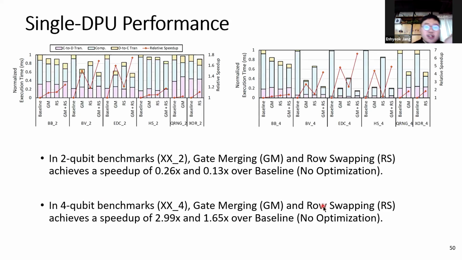Here is the single DPU performance. Applying gate merging achieves a 26% speedup, and row swapping achieves 13% speedup over the no-optimization baseline. And for 4 qubits, gate merging achieves about 3 times, and row swapping achieves about 1.7 times speedup over the baseline.